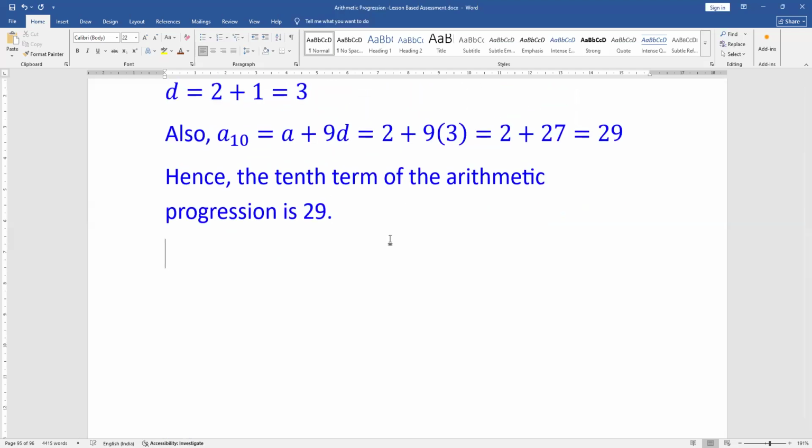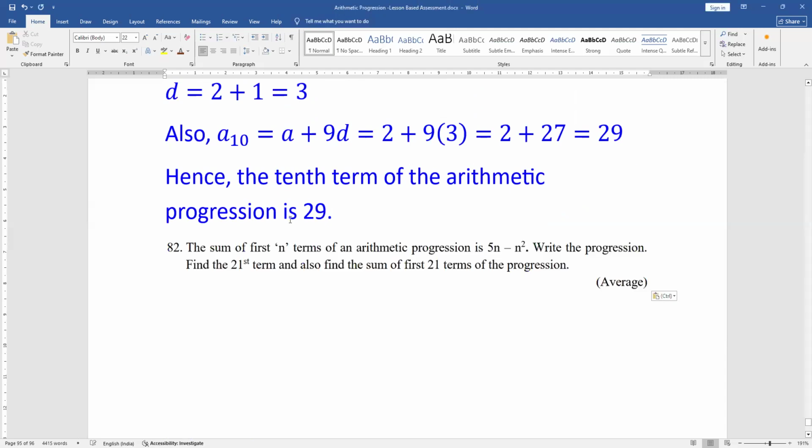Okay, that is done. Now I move on to problem number 82. Very important question, people. Let us see how to do this. First, the given problem: the sum of the first 10 terms of an arithmetic progression is 5n minus n square.